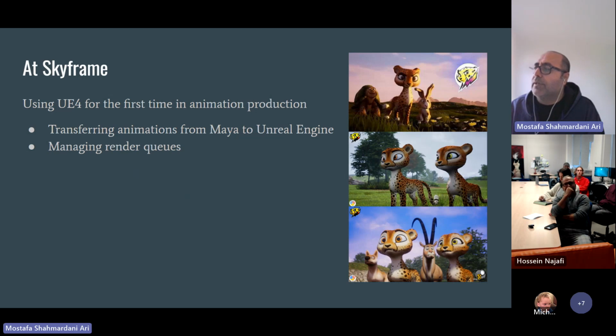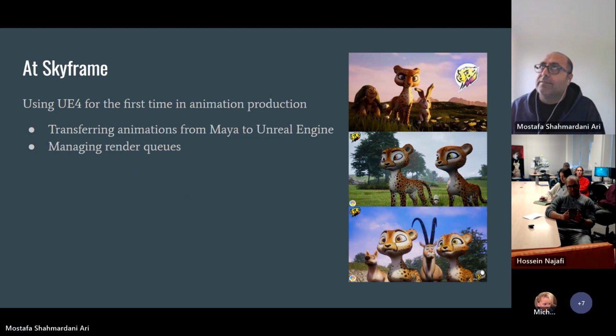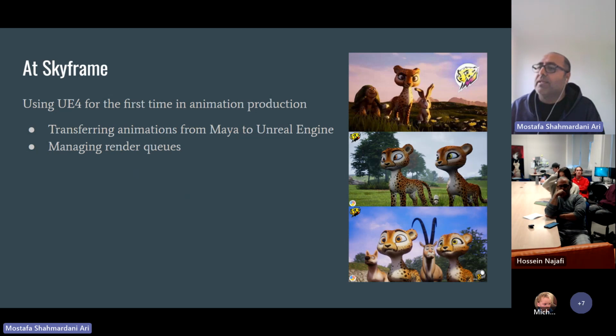We decided to use Unreal Engine at that time. I remember that was version 3, version 10, I think, or version 11. We decided to use that because we thought it would help us accelerate our production and decrease costs. So I helped them with some tools for transferring animation data from Maya to Unreal Engine and managing render queues there.